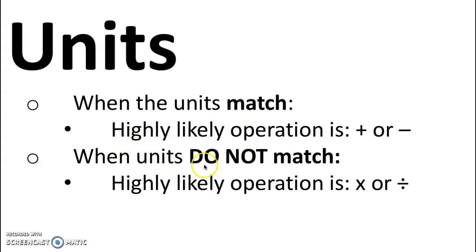In the opposite case, when units do not match, for example, with that same problem, Ms. Fields has 10 cardboard boxes and she wants to divide them equally among three of her friends, the units would be cardboard boxes and friends, and they would not match. If units do not match, it cannot be addition or subtraction. It's highly likely that it is either multiplication or division.